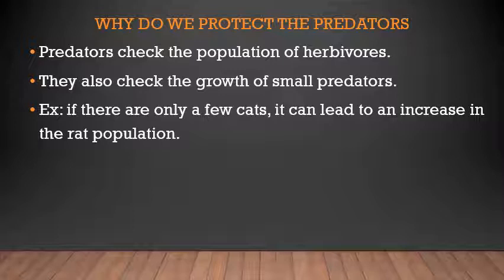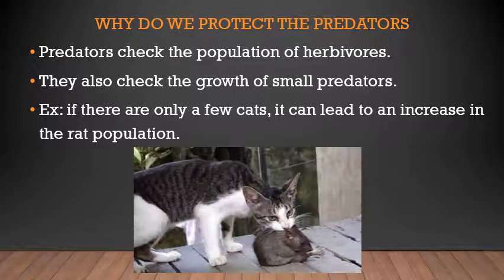Predators check the population of the herbivores. They also check the growth of smaller predators. For example, if there are only a few cats, it can lead to an increase in the rat population. Just imagine if the number of cats is very low, the number of rats will increase in such a way that it will become very difficult for us to maintain the number of rats.